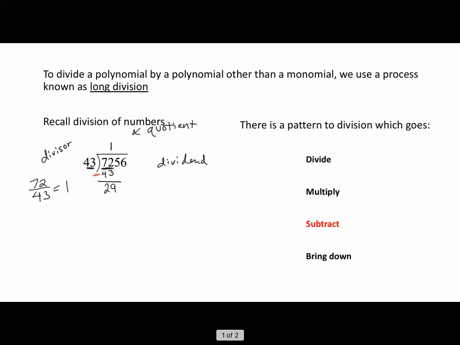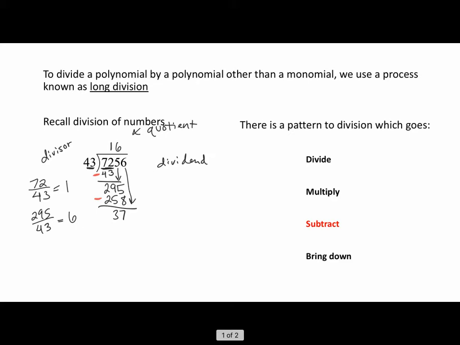That'll be 29. The next thing we do is bring down the next digit. So we start all over, right? We find out how many times 43 goes into 295, and we can just divide to find that and use the whole number. And that whole number will be 6, so I'll put that above that place. So then we take 6 times 43, which is 258, and then we subtract that from what we have here. And that difference is 37.